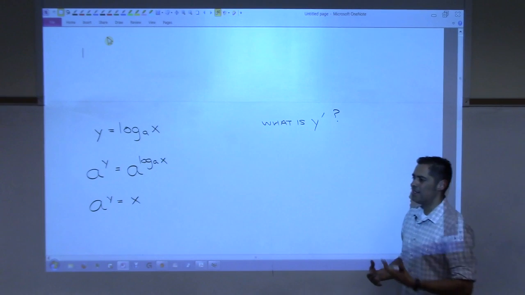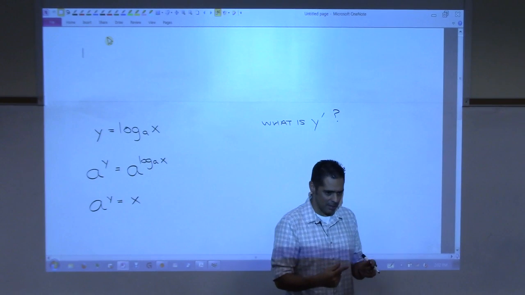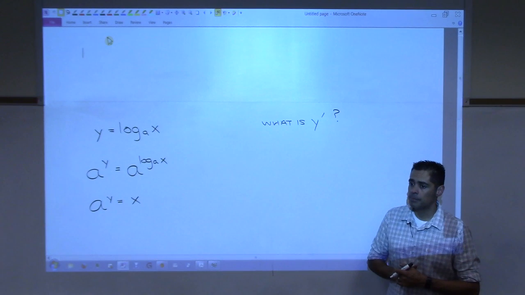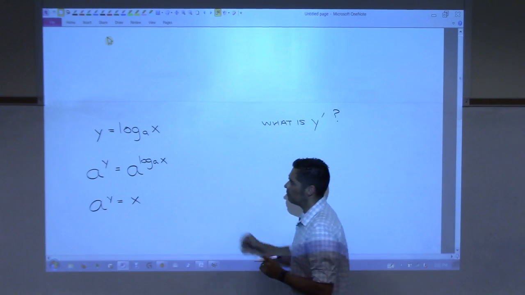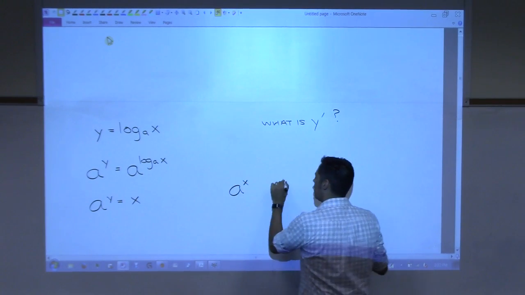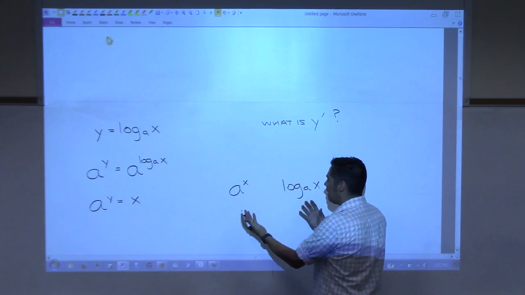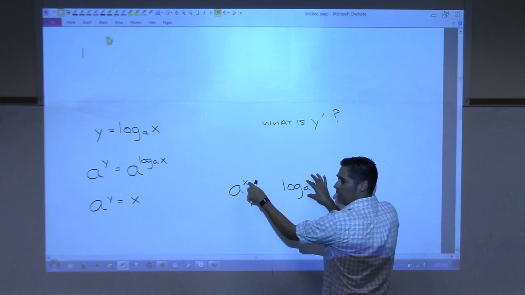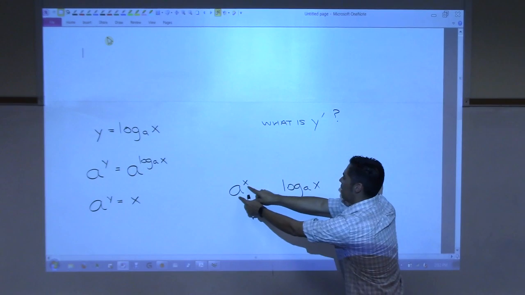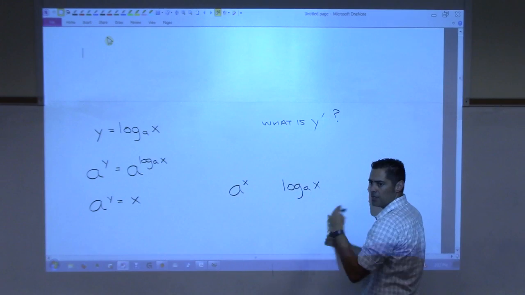Now what I'm going to do is take the derivative of that implicitly with respect to x. Remember implicit differentiation? A to the x and log base a of x, those two functions are inverses of each other. Which means that if I take this expression and put it right there, it'll spit the x out. If I take this right here and replace it right here, they'll kill each other off and it'll spit the x out. Because they're inverses.